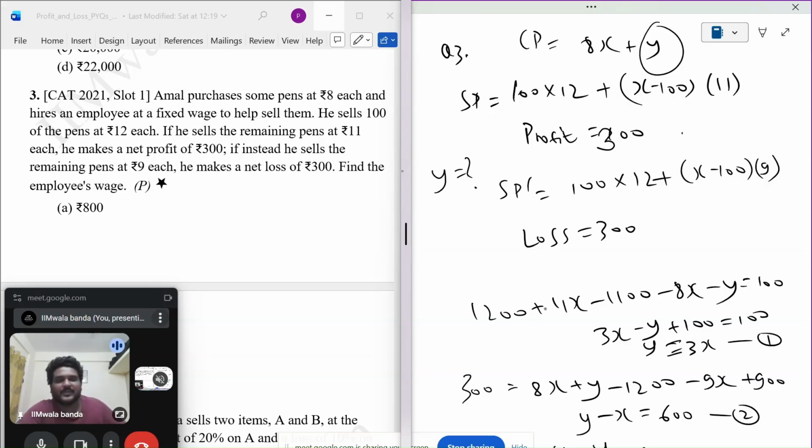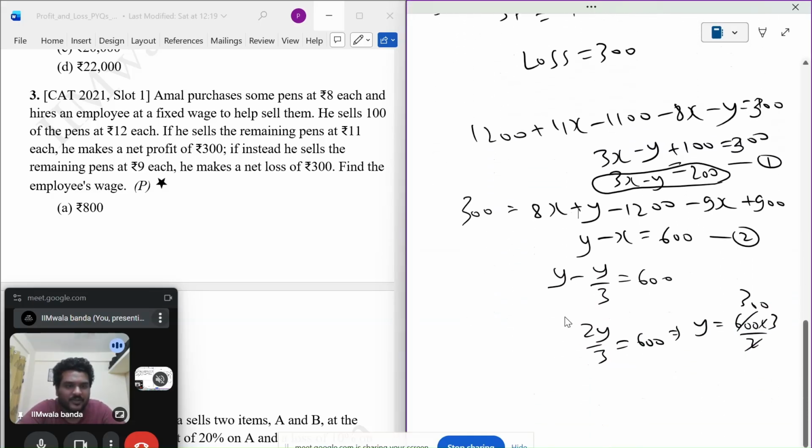So you don't need to solve it again. If your rough work is manageable, then you can go back to the same. So profit is 300. So I wrote it as 100. So instead of 100, this will be 300. So this will become 3x minus y plus 100 is equal to 300. So basically 3x minus y is equal to 200. And the second equation I've done no mistakes, so this is also correct. So till here everything is fine.